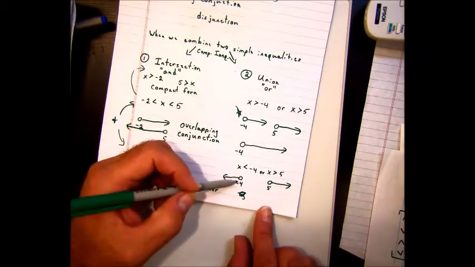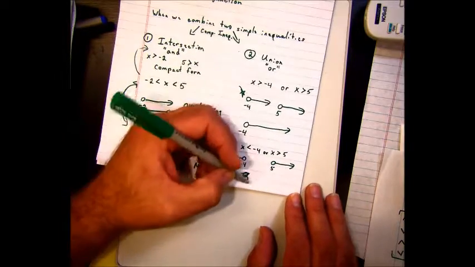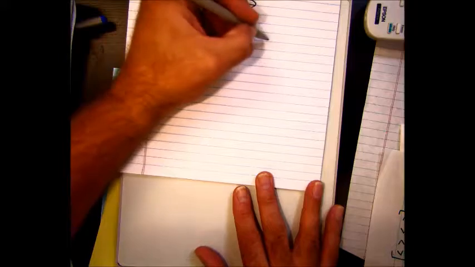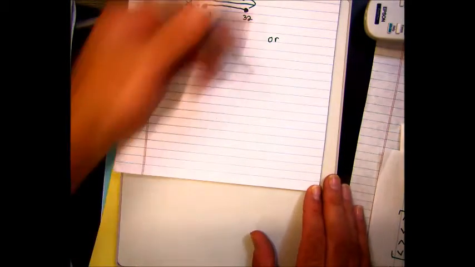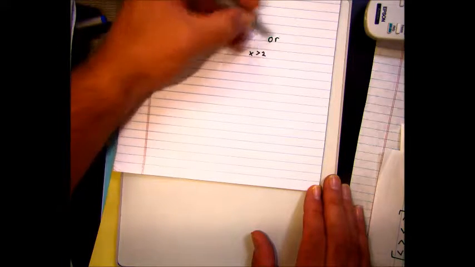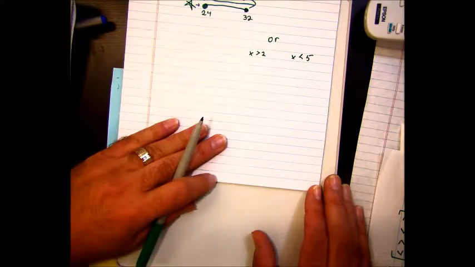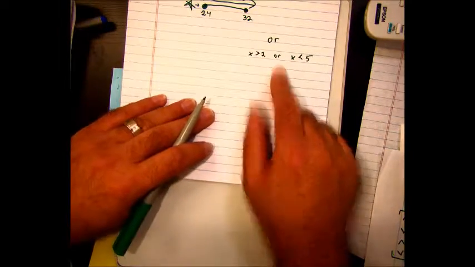Now, let's pretend we had an OR problem where they did overlap big time. I apologize. This is another OR problem. Okay, this is the third type of OR problem you might have. Let's say I had x is greater than 2, or x is less than 5. Okay? And it's an OR problem. Well, how do I know? Because it'll say OR.